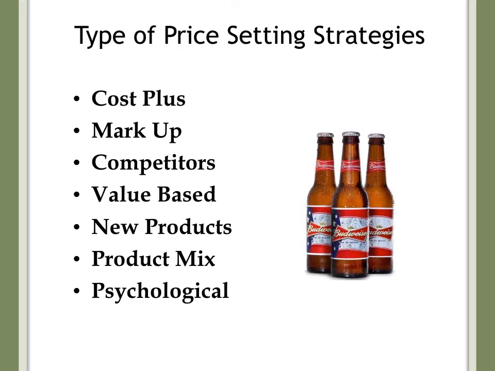The only difference between it and a cost plus is in a markup, you are buying something from somebody and selling something to somebody else. So you're sort of a middleman, or you're the end product in the supply chain or value chain. Whereas in cost plus, you're making something. That's the only difference. Competitors is the most commonly used pricing strategy for small businesses. They price out their competition.